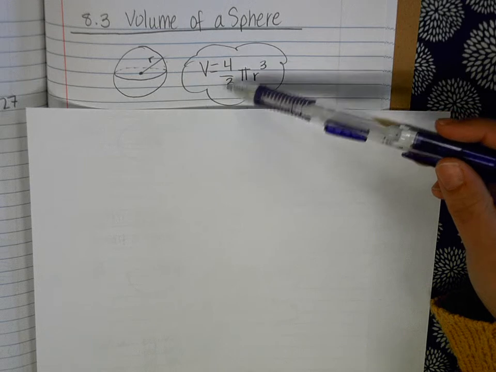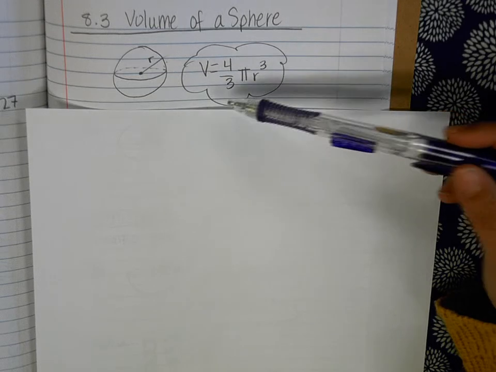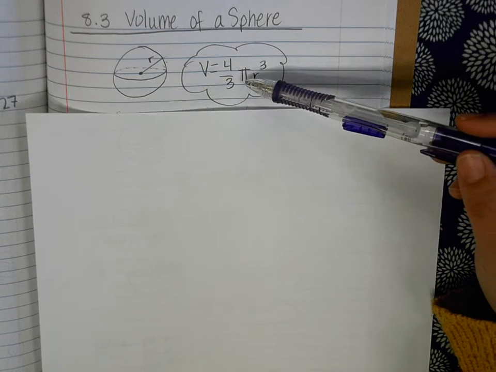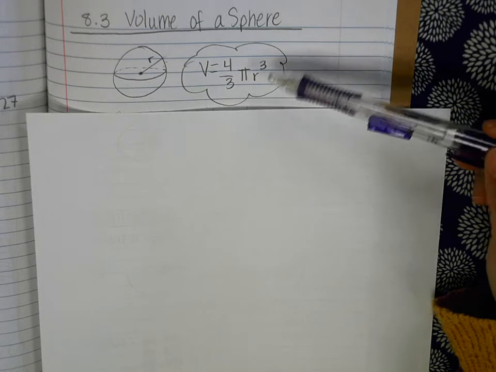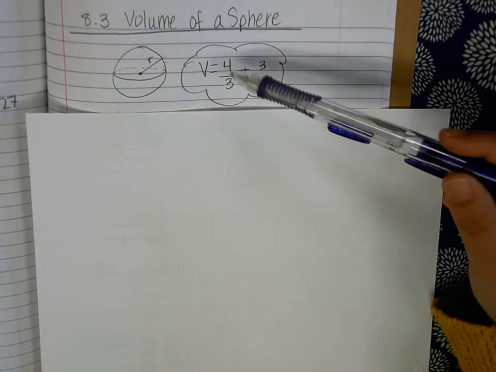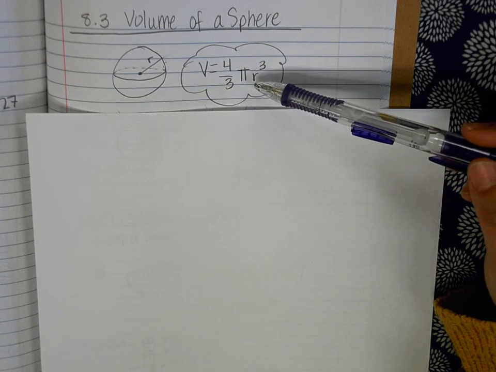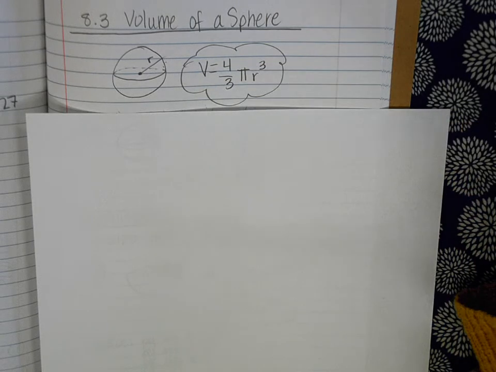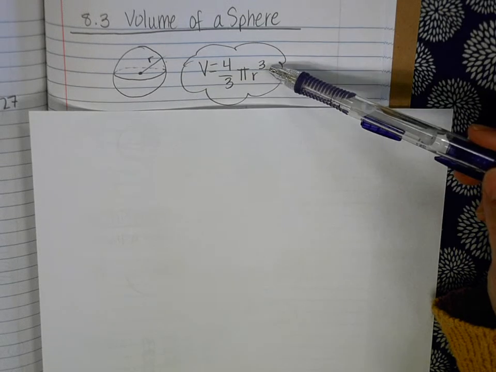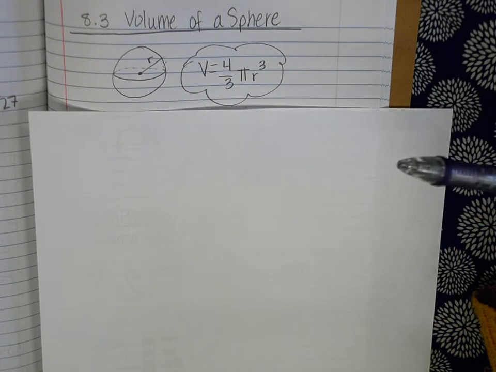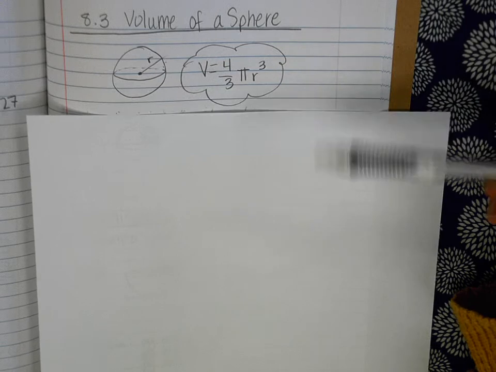4/3 is the standard. Okay, that's going to go in front. 4/3. Then the pi is in all three of these formulas. The r is in all three, but now we're cubing it. So it's 4/3 pi r cubed. When you put this one in your calculator, it's easiest to multiply it by 4, and then once you get that, divide everything by 3. It's just easier that way, okay? I'll show you that in a minute.